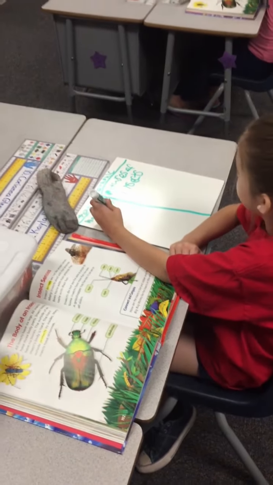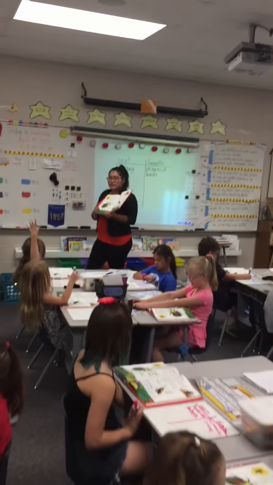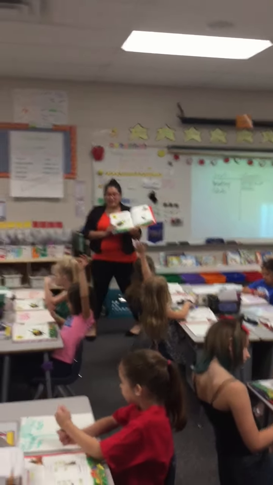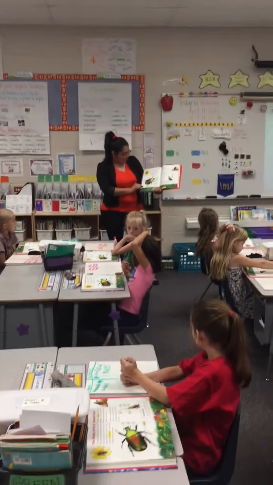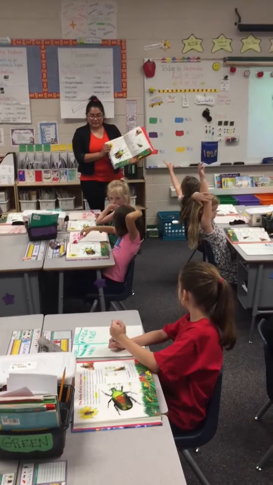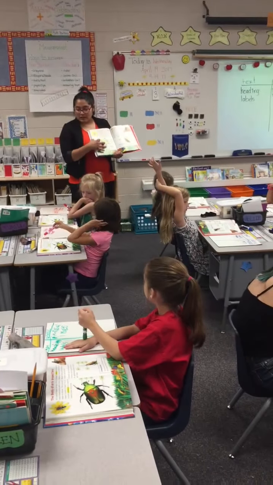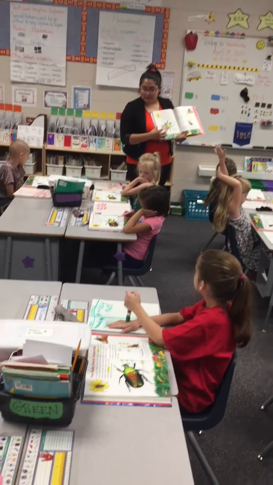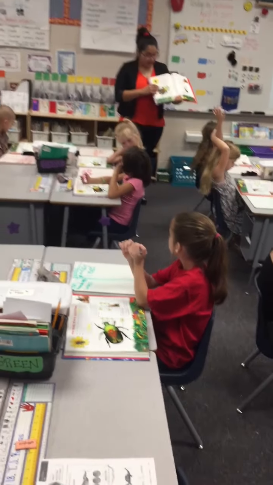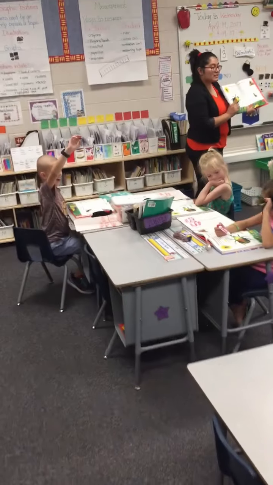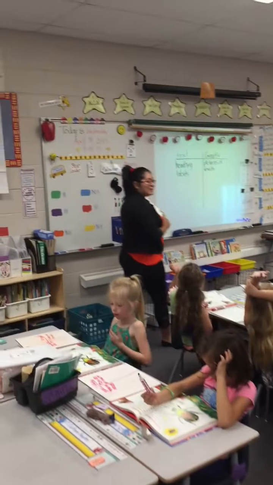Okay, and our objective does say text and graphic features. So what are some of the graphic features that we see on the page? Adeline? The fly? Where do you see the fly? On this page, sweetie. Yeah, we do see a bug on a flower. Does anyone see any other graphic features, Manny?